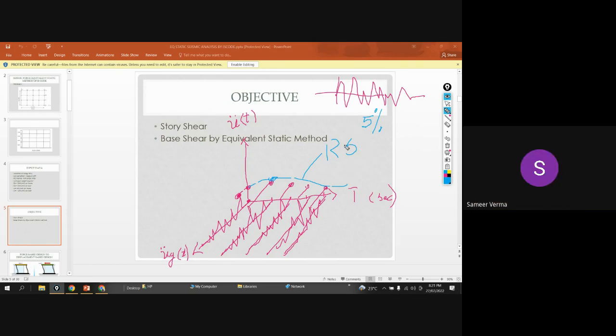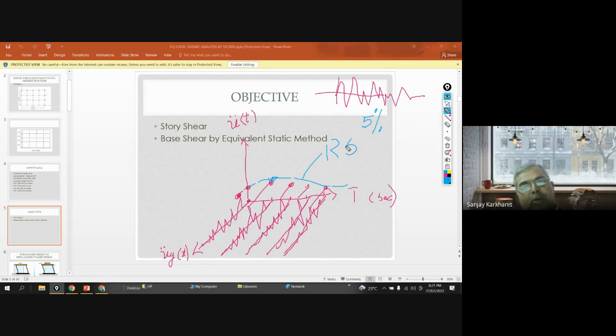Yes, sir. So as a structural engineer or as a civil engineer, I am not at all interested in knowing the history of the accelerogram. So this is the history of the accelerogram, but I am not interested. I am only interested in the maximum, right? That I am plotting over here, and what I am getting is a response spectra. Clear? Yes, sir.